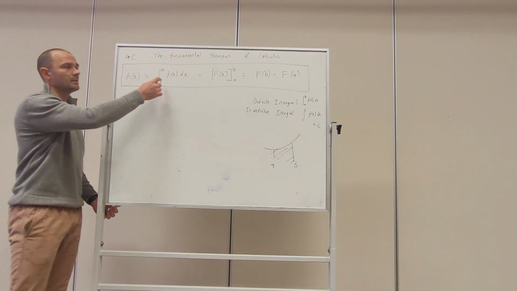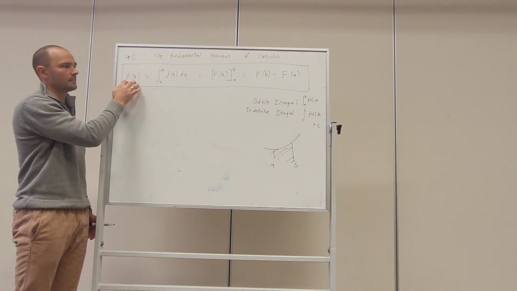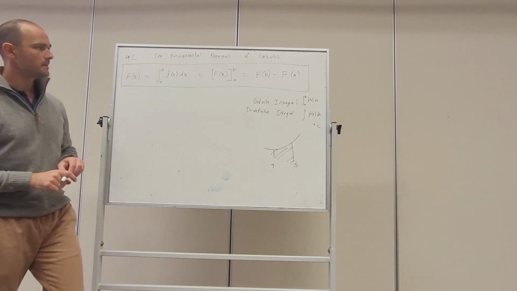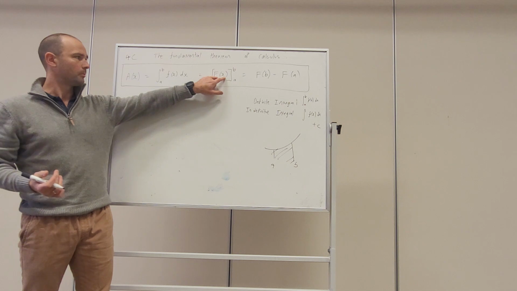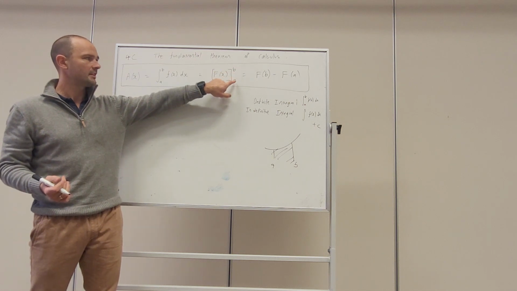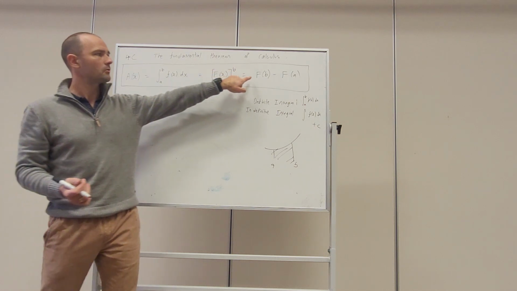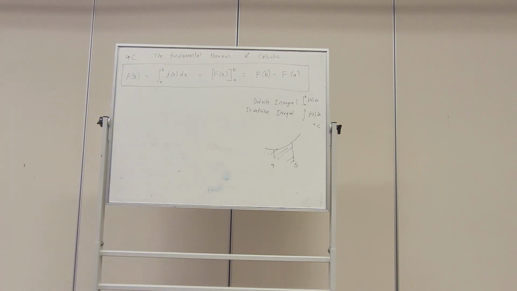So if we have the integral from a to b of f of x, I've said that's going to be the area under the curve from a to b. Capital F of x means the antiderivative, right? And we're going to put that in square brackets with our boundaries listed here, and then we sub in the upper boundary, and we take away the lower boundary.